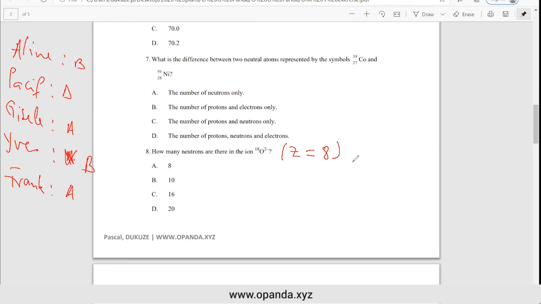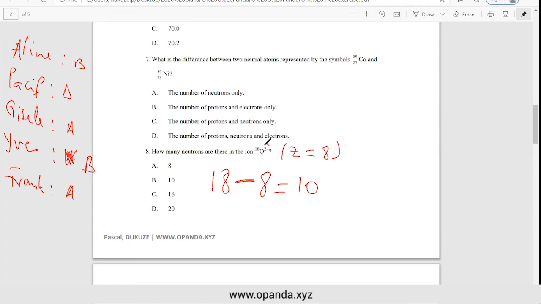Now let us ask Eve. Eve, can you tell us why it is B? Yes. It's B because you take the mass number minus protons in order to get neutrons. You take 18 minus 8 to get 10. 18, that is the mass number, minus the atomic number, which is 8, and we get 10.